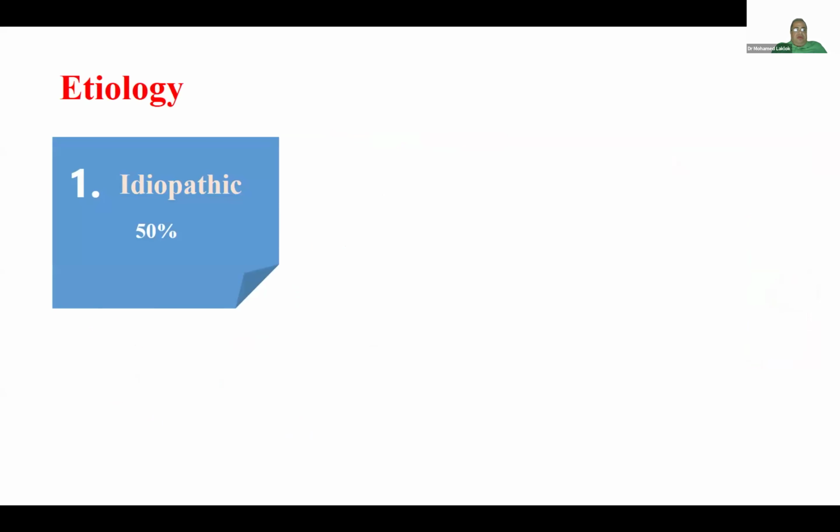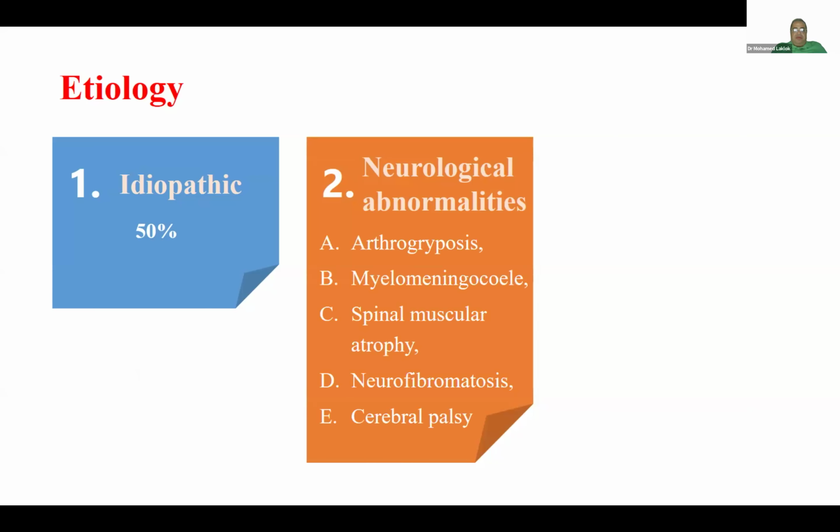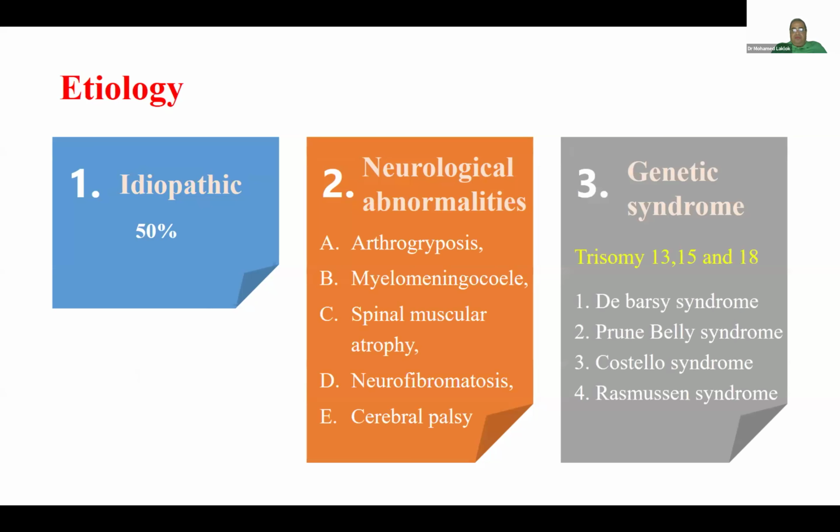Etiology: idiopathic in 50% of cases. Neurological abnormalities like arthrogryposis, myelomeningocele, spinal muscular atrophy, neurofibromatosis, and CP. And genetic syndromes, such as trisomy 13, 15 and 18. We shall talk about the pathoanatomy.